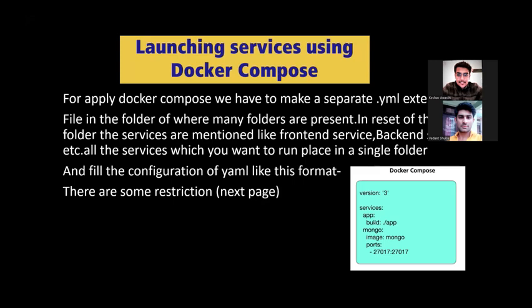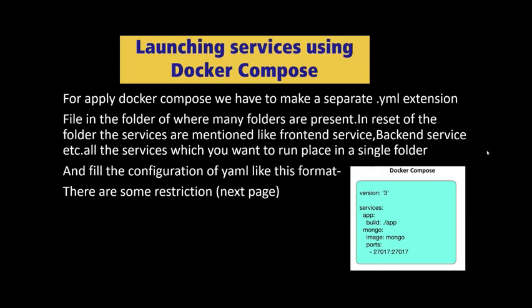Okay. So for applying Docker Compose, we have to make a separate .yml extension file in the folder where many folders are present. In the rest of the folders, the services are mentioned, like front-end service, back-end service, database service, etc. All of the things which we are trying to create and want to deploy. All the services which you want to run, place in a single folder.